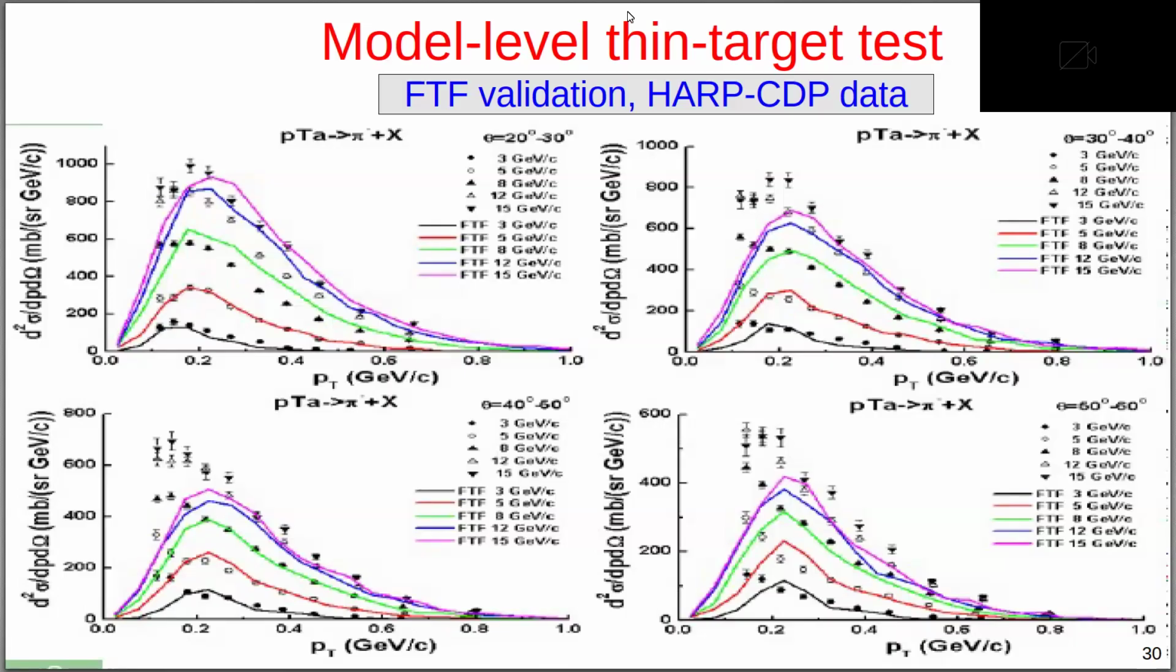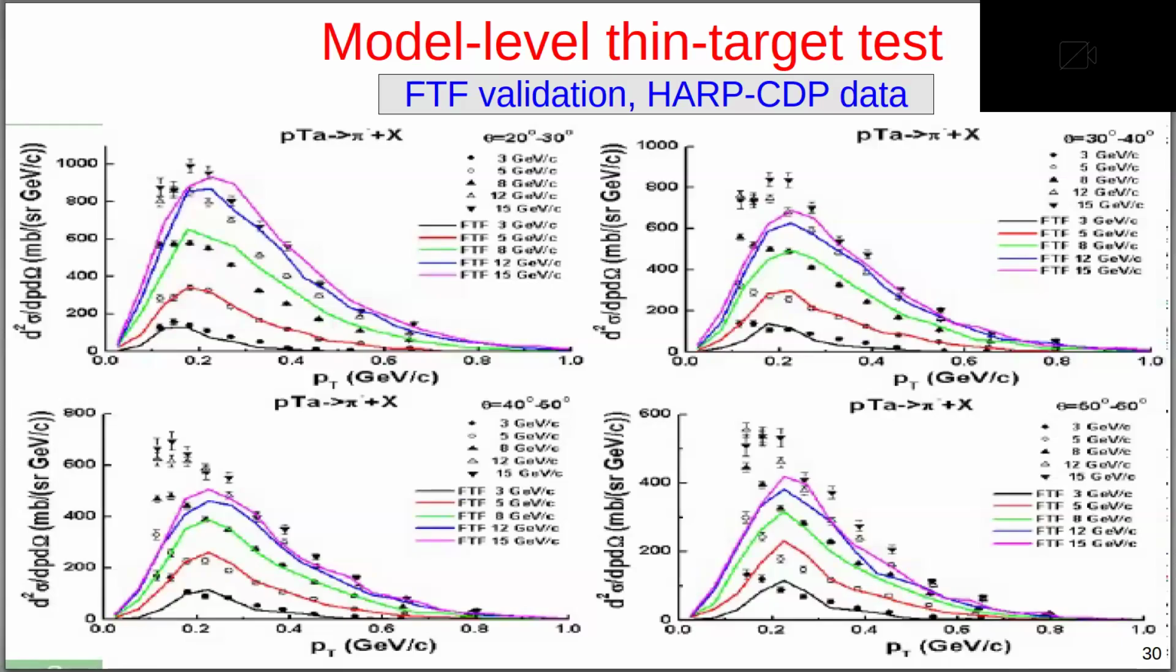So here we have a proton impinging on a thin target of tantalum, and we are looking at the inclusive production of pi minus. If other particles are produced, we are not interested. We just look at the production of pi minus. And we are looking at this production in different angular regions of these pions with respect to the incoming particle.